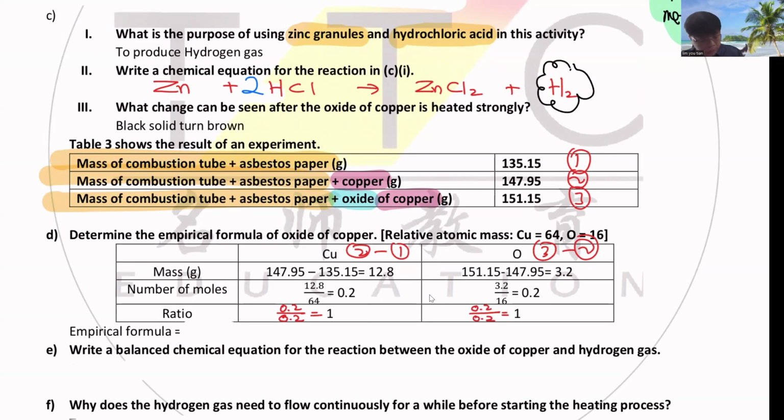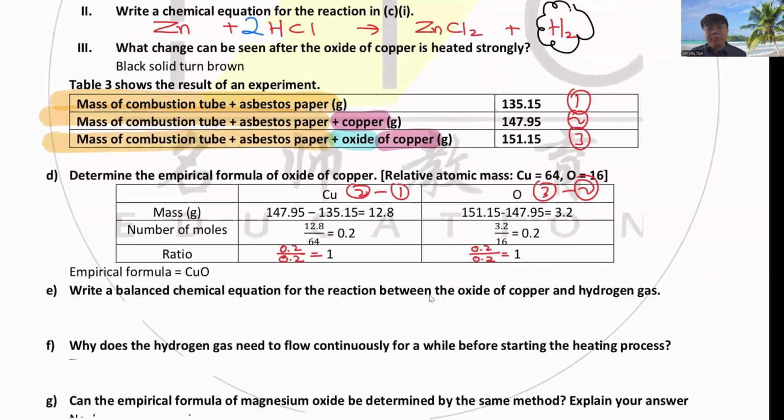Now remember, one of your essays might ask you to compare these two. So remember, one is for more reactive metal, one is for less reactive metal. Once you get CuO as your empirical formula, then you can write out the chemical equation: CuO burns with hydrogen gas to produce Cu plus H2O.